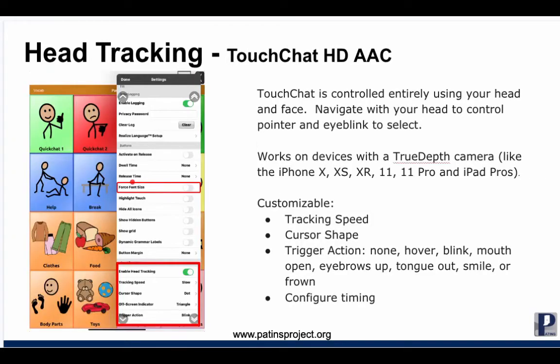I really like the head tracking capabilities on TouchChat HD AAC. It works really well. You need to have a device that has a true depth camera, but then you can enable head tracking under the menu bar in settings, and you get a little red dot. You have different choices: a dot, crosshairs, or nothing. You can set how the trigger action could be a hover, which is dwell. You could blink with your eyes, open your mouth, eyebrows up, tongue out, smile, or frown.